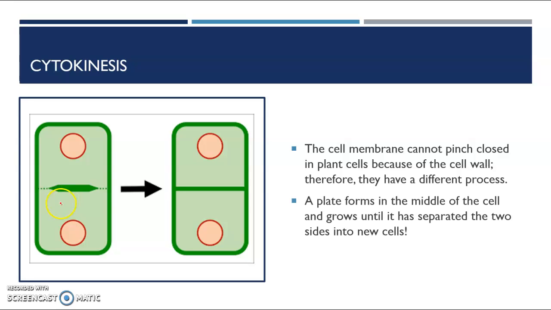Here, a plate forms in the middle of the cell, and it will grow horizontally and vertically until it has filled the entire space. Once it has finished, it will completely separate the two cells, and you have two new cells.